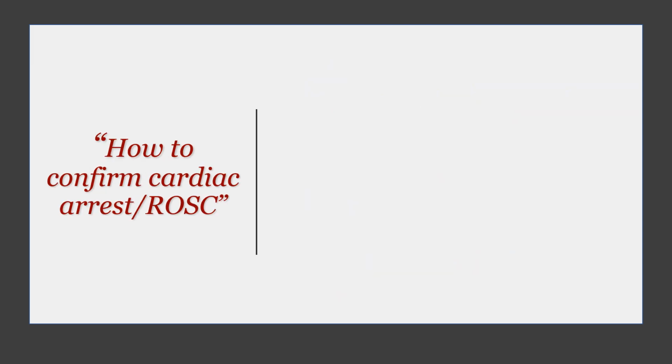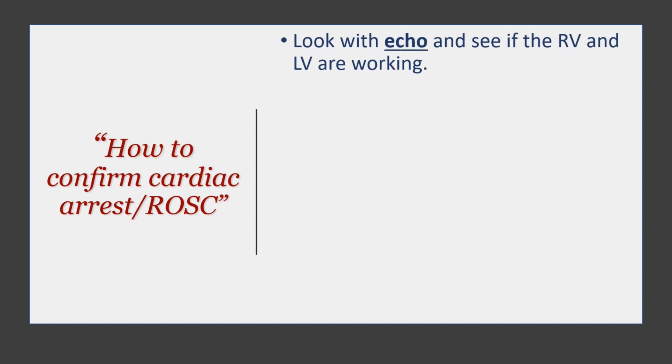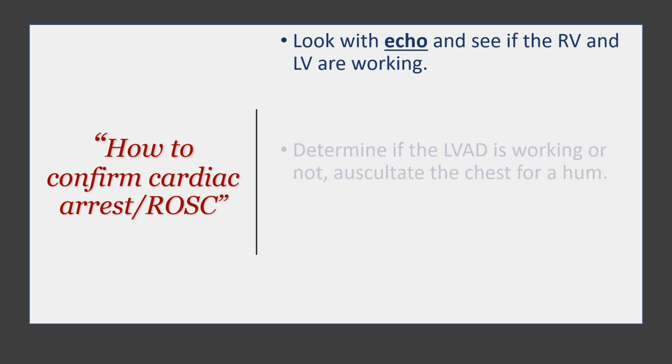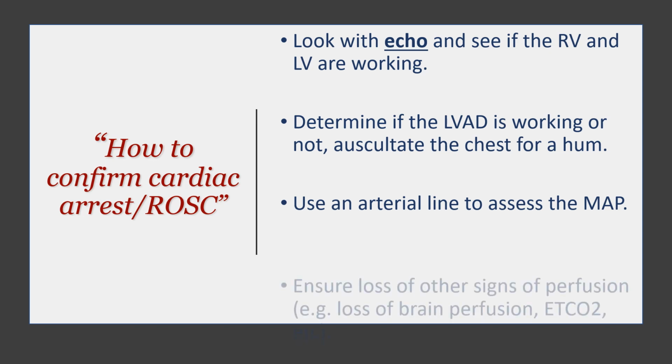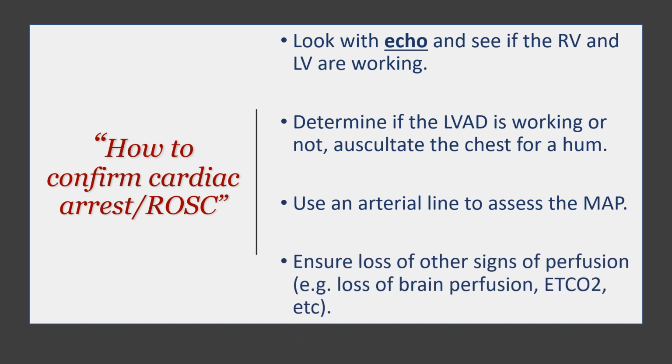So let's start with the first question, how to confirm cardiac arrest or ROSC? Well, you can use an echo, and that will give you an idea whether you've got a contracting left and right ventricle or not. So that will be your starting point. You can also determine whether the LVAD is working or not via auscultating the chest for a hum. You can use an art line to assess the mean arterial pressure. And lastly, you can check the other signs of perfusion, like the perfusion to the brain via assessing if the patient is conscious or not, via checking the end-tidal CO2 to check the perfusion to the lung, etc. So these are different tools that you can use to confirm cardiac arrest or to confirm the ROSC.